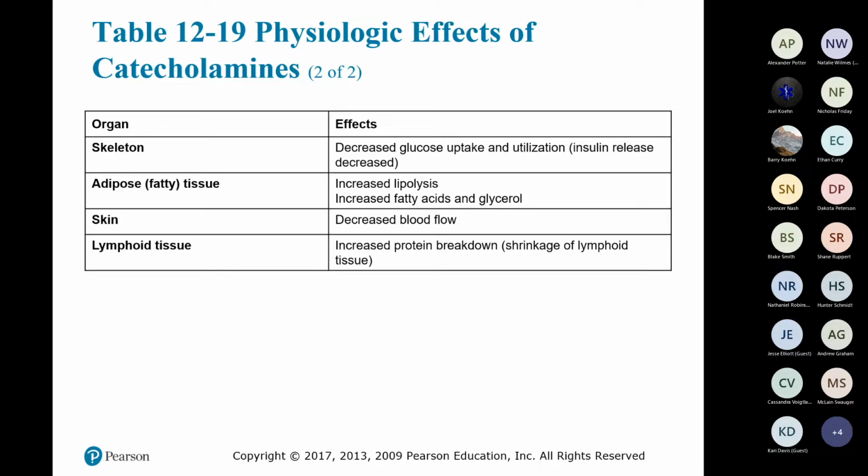Our skeletal system decreases glucose uptake and utilization. Why would it do that? Because during our fight or flight response, our glucose is being directed to our brain. Fatty tissue, increased fatty acids, increased lipolysis. Our skin gets decreased blood flow, so we might become a little bit pale. Have you ever seen somebody that's terrified, they get scared really bad? They turn a pale color. That's because their body just did all of this stuff in a matter of 10 seconds. And then our lymph tissue, increased protein breakdown, again, to give us nutrients, to give us energy. So our body does all these things to increase how we respond to a stressor.